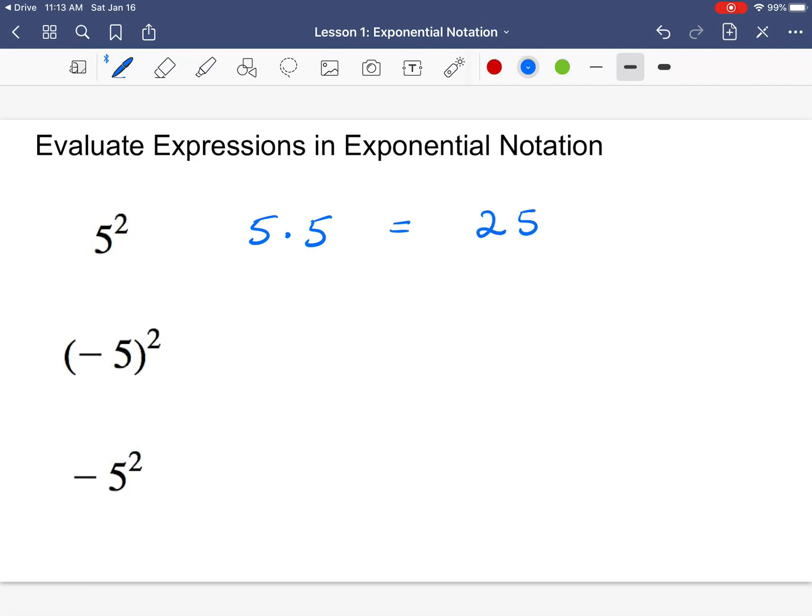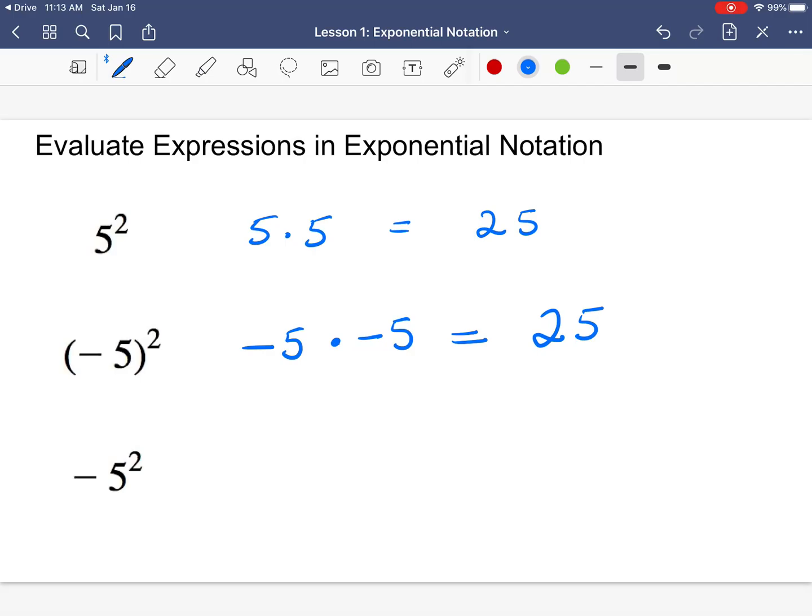The exponent applies to the number or variable directly to the left of it. So in the next example, we have negative 5 in parentheses to the power of 2, and the exponent applies to everything within the parentheses. So we have negative 5 times negative 5. And you know that multiplying a negative by a negative gives you a positive. So we get 25, positive 25.